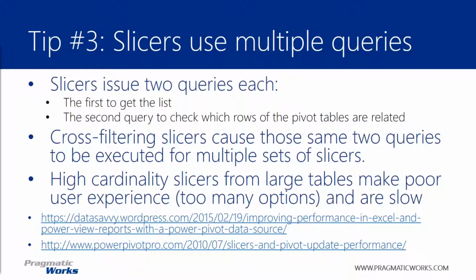But at the same time, you want to think about the user and the fact that they need to know what they're looking for in that case. They can't possibly scroll down the entire list and see every option if you have hundreds and hundreds of rows. And in some cases, we're talking about thousands of rows. You want to be careful about how slicers affect the user experience as well as performance.